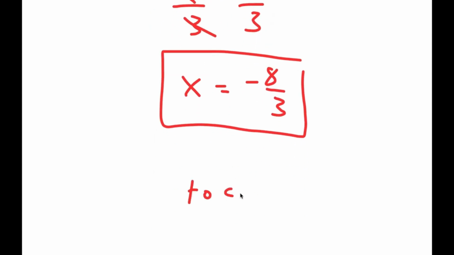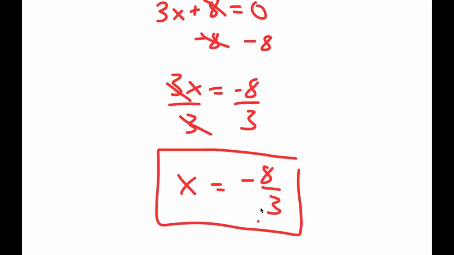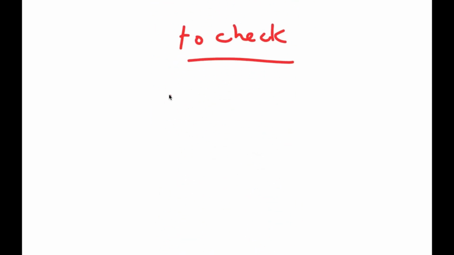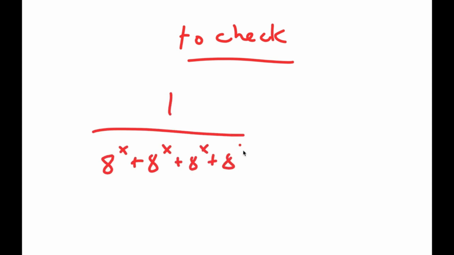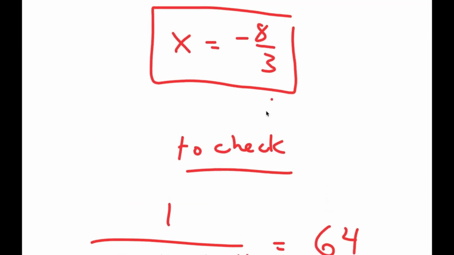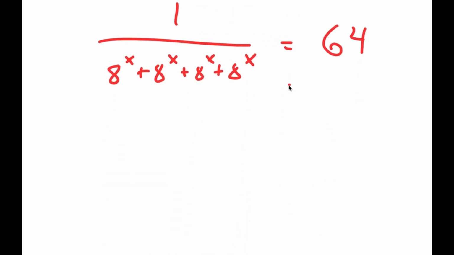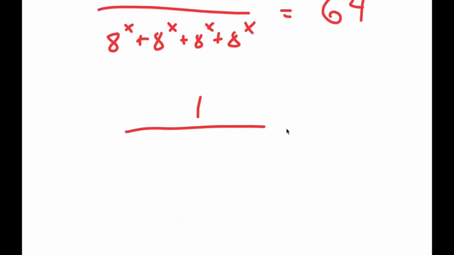So now, to check, my original equation was 1 over a to the power of x plus a to the power of x plus a to the power of x plus a to the power of x is equal to 64. Now, we know that x is equal to negative 8 over 3. So, I'm going to plug in negative 8 over 3 in place of all my x's here.